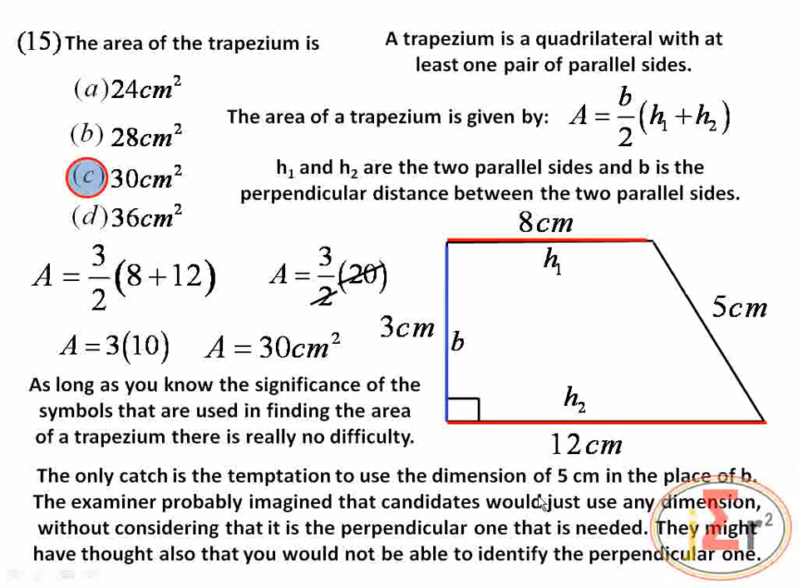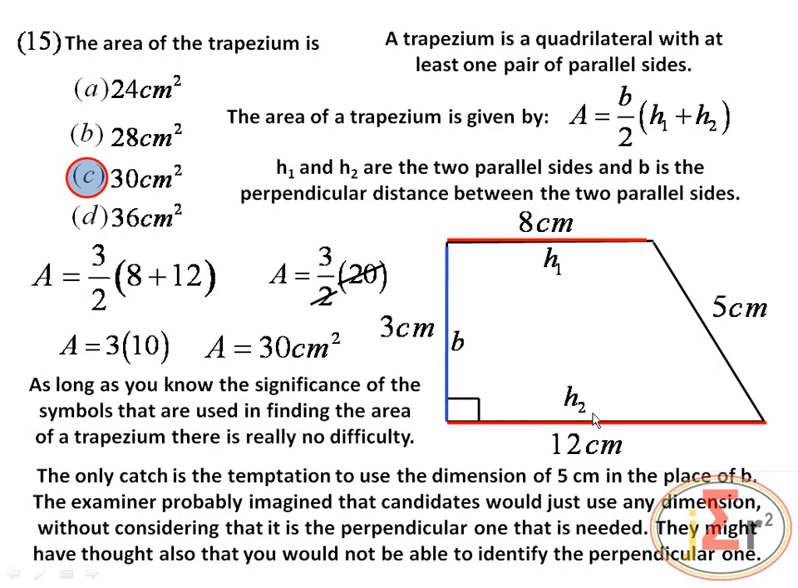The only catch is the temptation to use the dimension of 5 centimeters in the place of b. The examiner probably imagined that candidates would just use any dimension without considering that it is the perpendicular one that is needed. They might have thought also that you would not be able to identify the perpendicular one. So the only way that you can get this wrong is if you use these two as the parallel sides and then you jump to this one.